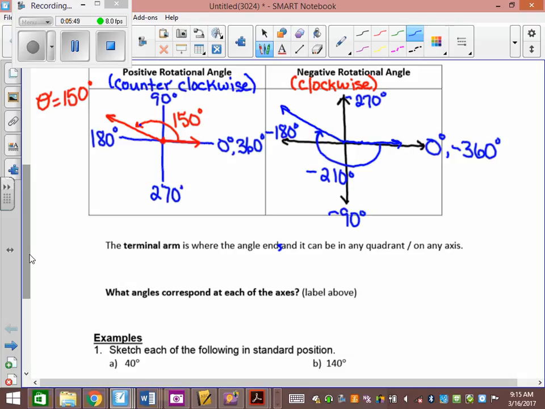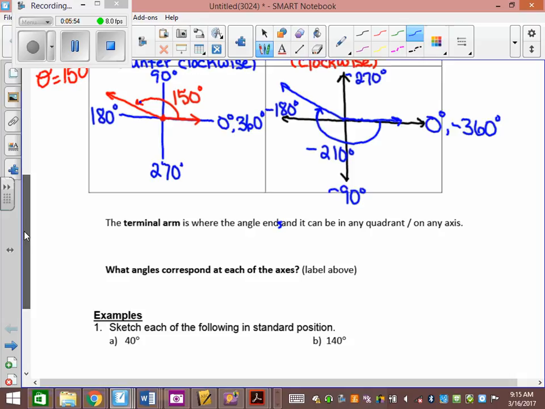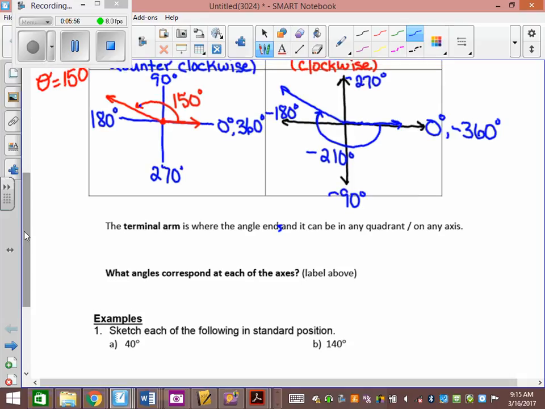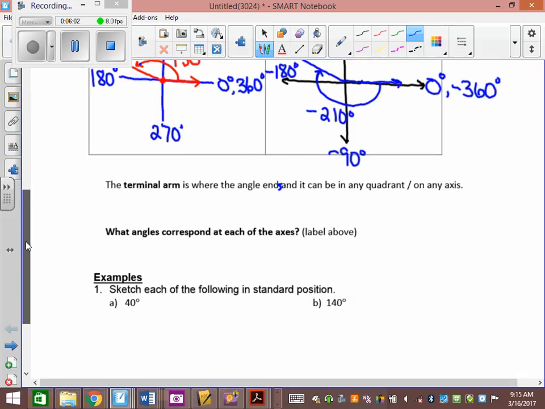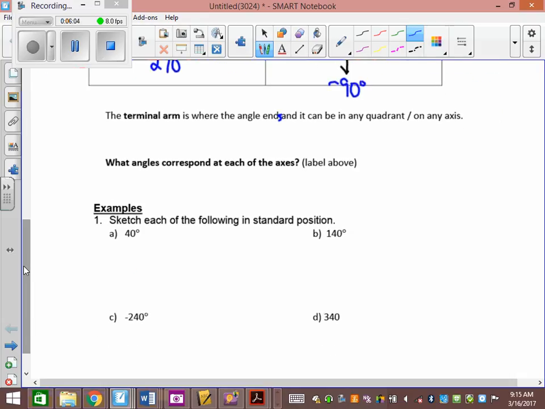What angles correspond to each axis? We've already done that and labeled them above. So now we're going to sketch some angles. This is all review, everything we've done, except for negatives, right? But we're just adding a negative to it. It's not going to be ridiculous. Just go the opposite direction. So we're going to sketch 40.